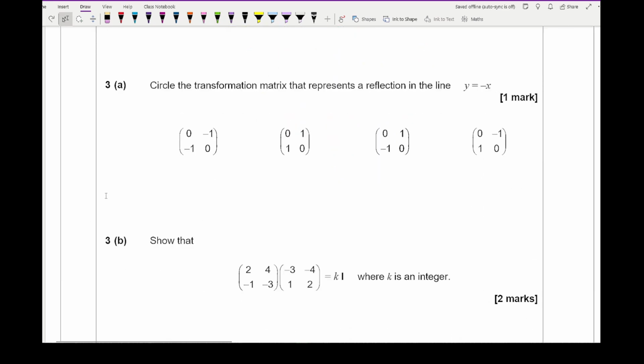Moving on to question 3a, it says circle the transformation matrix that represents a reflection in the line y equals minus x. And the one you want to circle for one single mark, and it's just a case of memorizing these transformation matrices, and it's going to be the first one. Then for question 3b, now actually, let me just go back to question 3a.